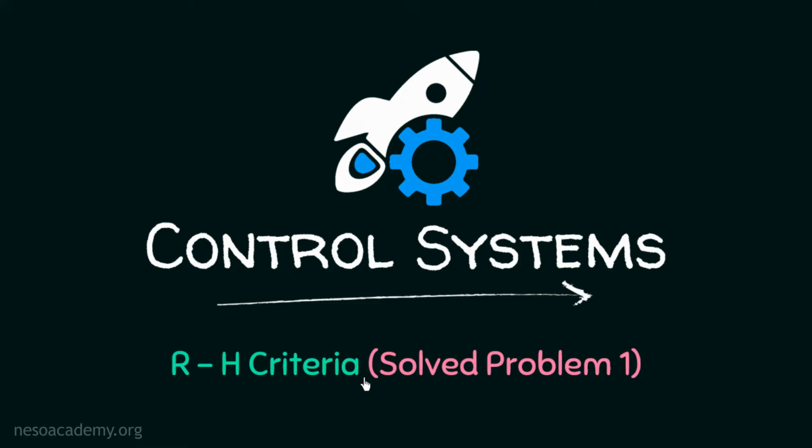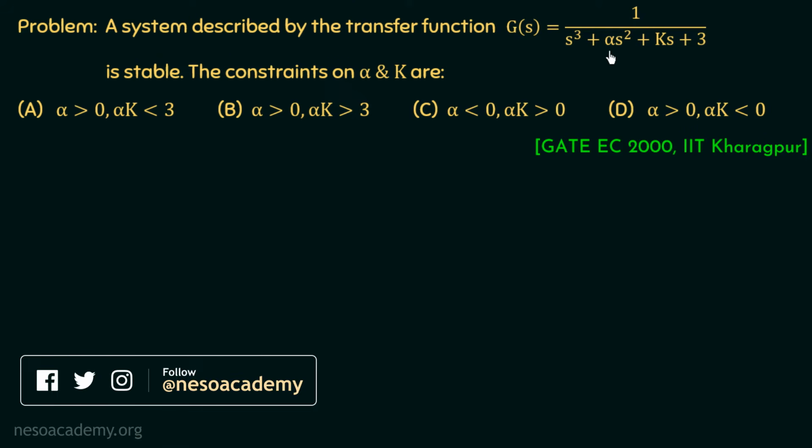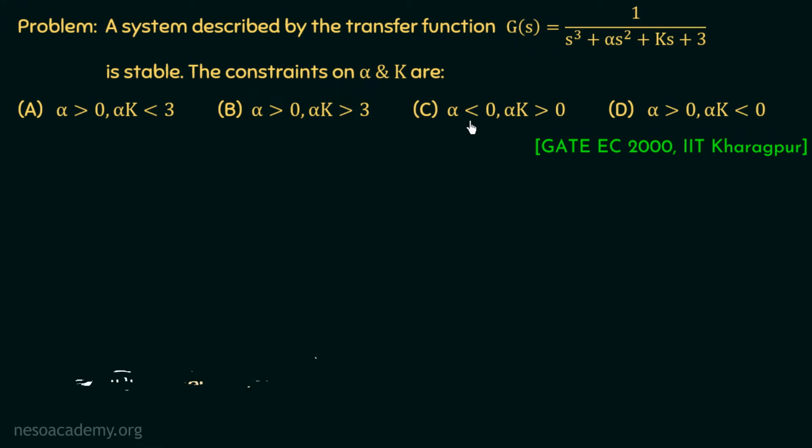So let's get started. A system described by the transfer function G(s) equal to 1 over s cube plus alpha s squared plus ks plus 3 is stable. The constraints on alpha and k are: option A, alpha greater than 0 and alpha k less than 3. Option B, alpha greater than 0, alpha k greater than 3. Option C, alpha less than 0 and alpha k greater than 0. And option D, alpha greater than 0 and alpha k less than 0.